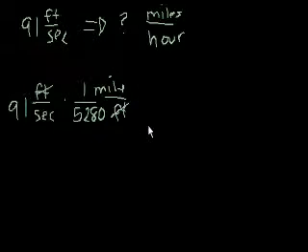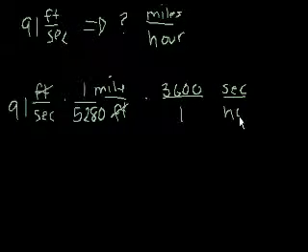And then we want to go from seconds to hours, right? So if we go from seconds to hours, if I can travel 91 feet per second, how many will I travel in an hour? I'm going to be getting a larger number because an hour is a much larger period of time than a second. And how many seconds are there in an hour? Well, there are 3,600 seconds in an hour. 60 seconds per minute and 60 minutes per hour. So 3,600 over 1 seconds per hour. And these seconds will cancel out. And then we just multiply everything out.